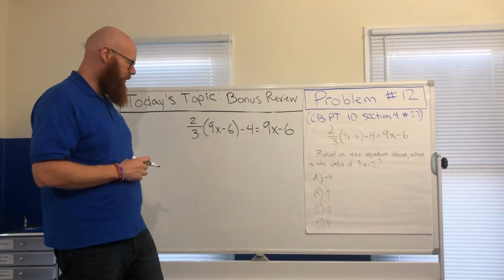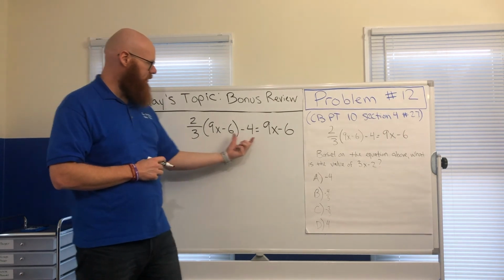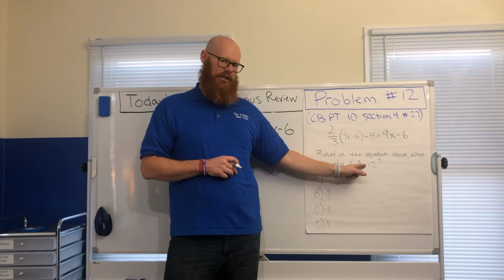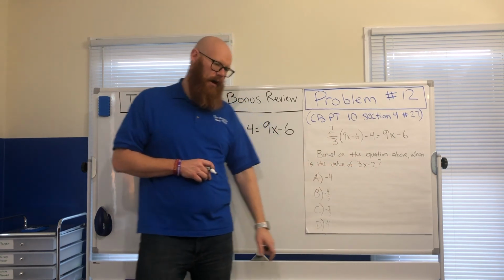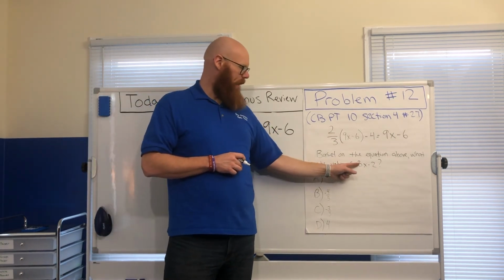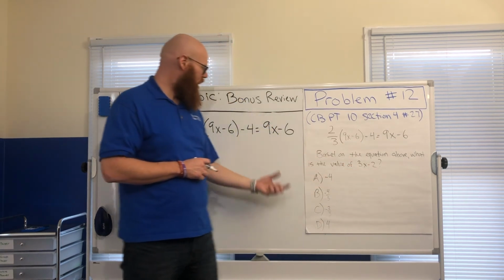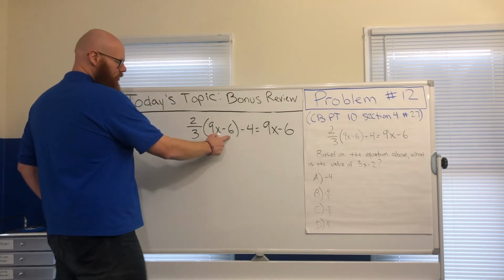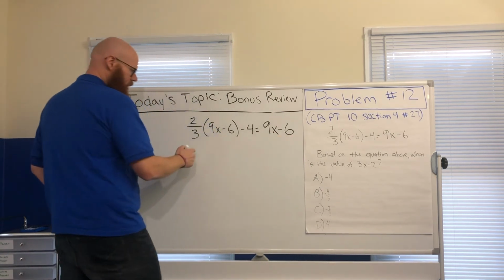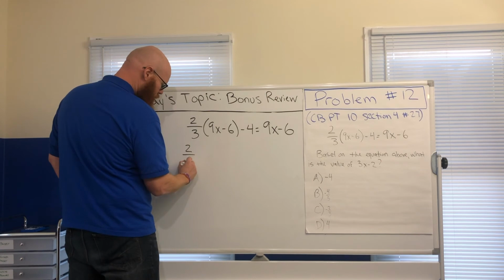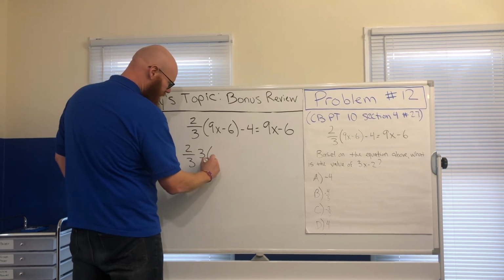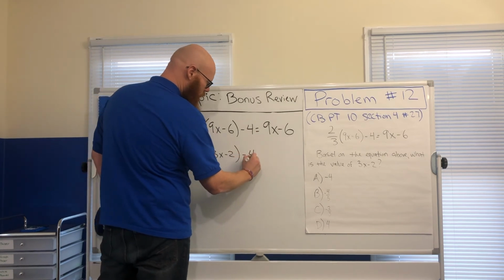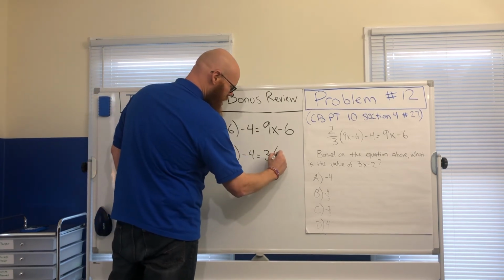One thing to notice in this problem is we have these 9x minus 6's, all right? And think about how that's related to 3x minus 2. If you multiply 3x minus 2 by 3, you will get 9x minus 6. So what I would do is factor a 3 out of each of these. So if I factor a 3 out of here, I have 2/3, and then I take a 3 out, and I end up with 3x minus 2, minus 4, and then here I take out a 3, and I get 3x minus 2.